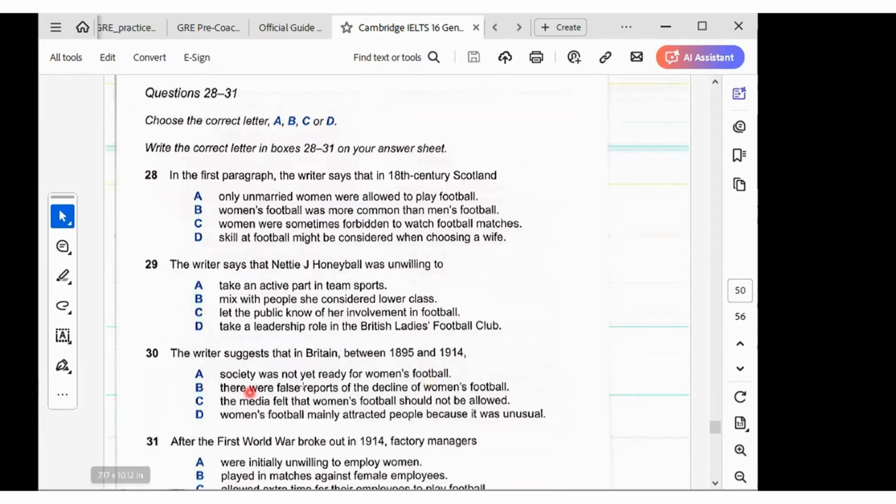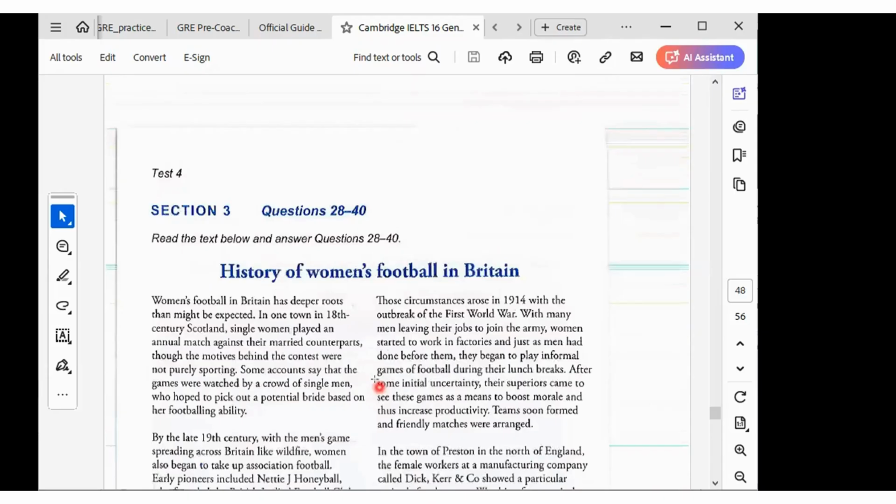There were false reports of the decline of women's football. The media felt that women's football should not be allowed. Women's football mainly attracted people because it was unusual. This option D cannot be the answer. Answer is between A, B, and C. Society was not yet ready for women's football. Let me go back.